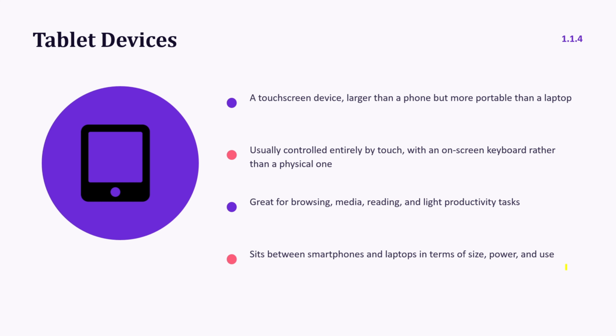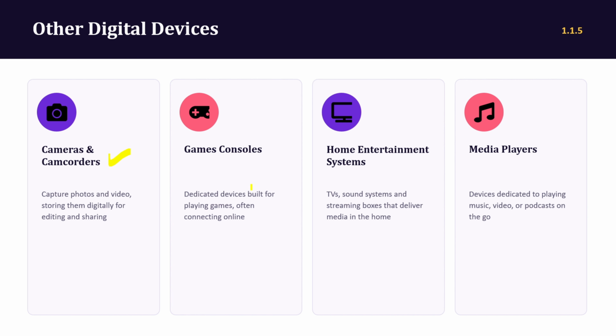There are a few more digital devices you need to know for the exam. Cameras and camcorders capture photos and videos, storing them digitally so you can edit and share them. Game consoles are dedicated devices built specifically for playing games, and most connect online too. Home entertainment systems, think TVs, sound systems, and streaming boxes, deliver media throughout the home. And media players are devices dedicated to playing music, video, or podcasts on the go. Each of these has one main purpose, and that's exactly the kind of description the exam might ask you for.